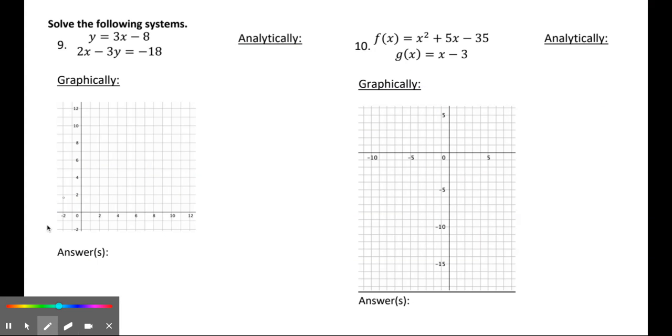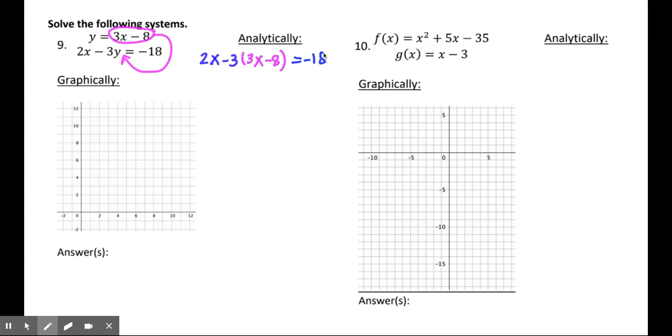Okay, so this is a system of equations, and it's set up to solve by substitution because you see that you have y all by itself. So you want to take this expression and plug it in for y here. So then you have 2x minus 3y, and so now, since y is equal to 3x minus 8, we put that here. And then equals negative 18. And then we solve. And when we get the x value, that's going to be the x coordinate of our point of intersection when we graph.